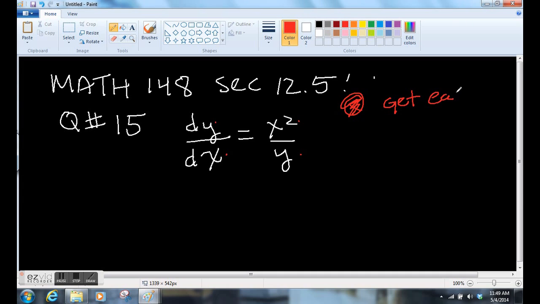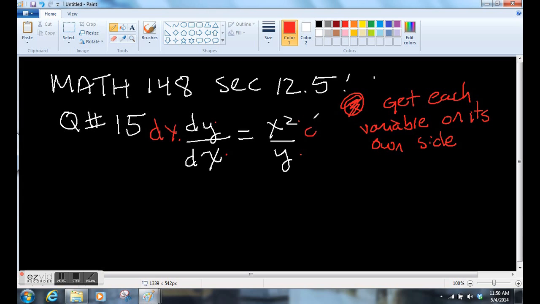So remember I said shirts and skins? You want an x side and a y side, each variable on its own side. The way we do this is we can multiply both sides by dx and dy. You can just use it like a variable. For example, I can multiply this by dx like that, and then this would be dy. The dx's cancel. Kind of weird, but it works.